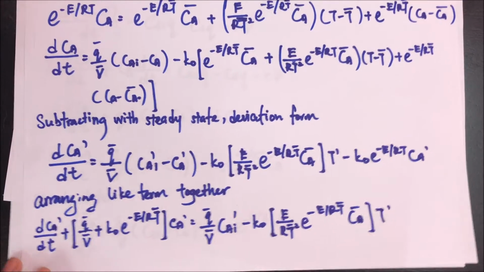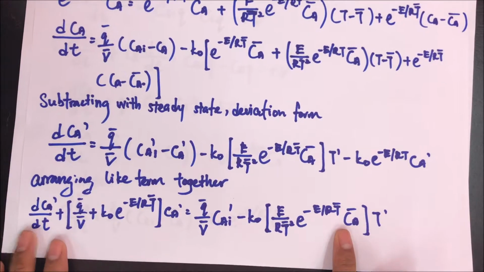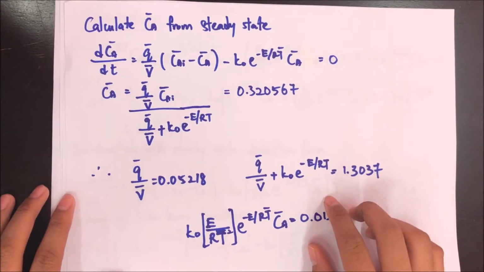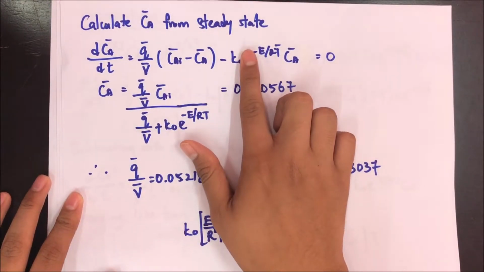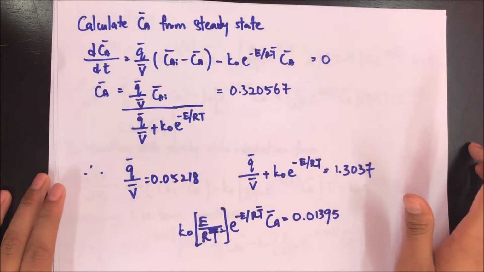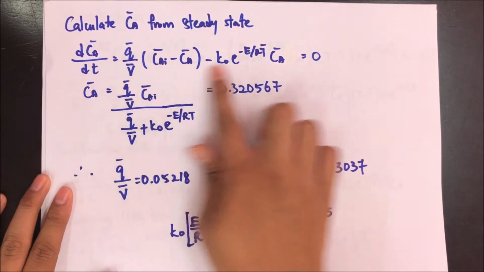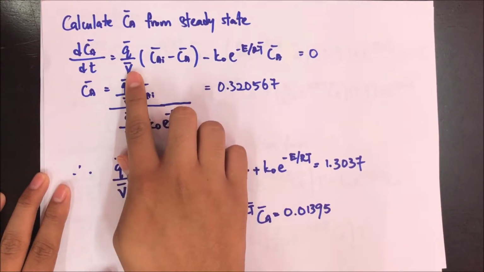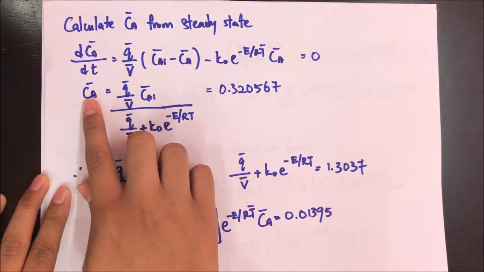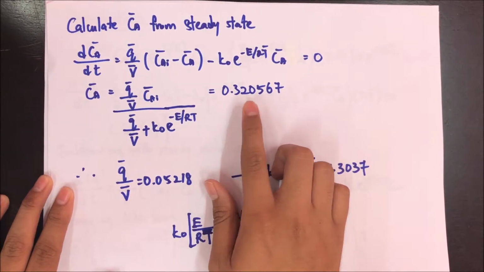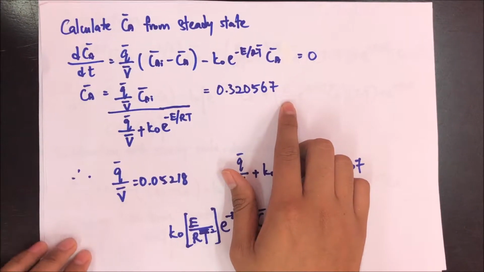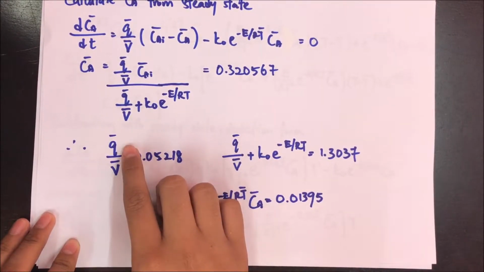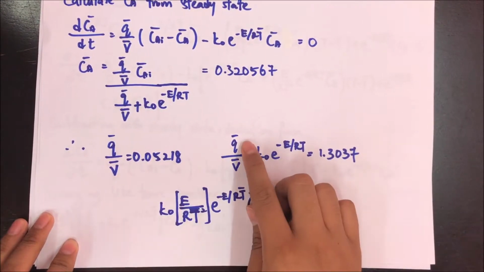From this equation, we need to find the value of CA bar. To determine the value of CA bar, we need to use the steady state equation. Hence, from the steady state equation that we got earlier, this is the equation, and by putting in all the values that we had found, we get CA bar is equal to 0.320567.